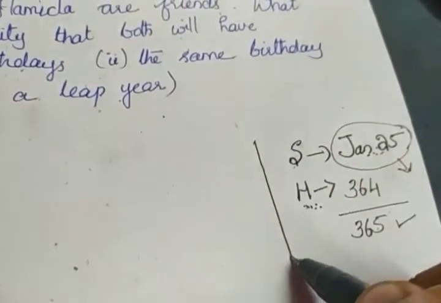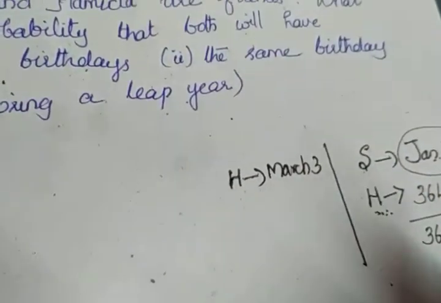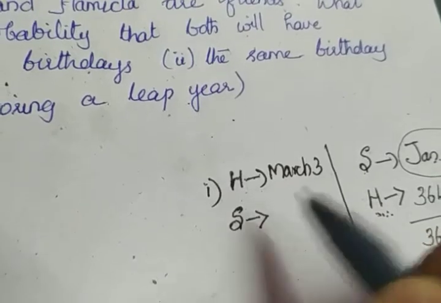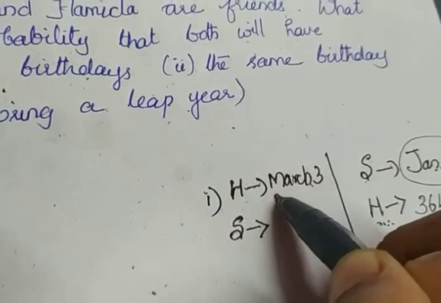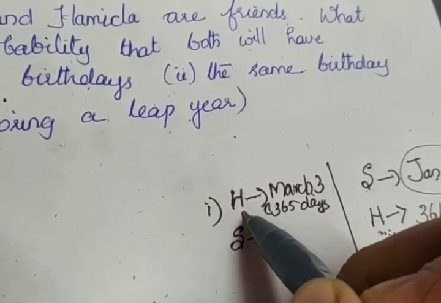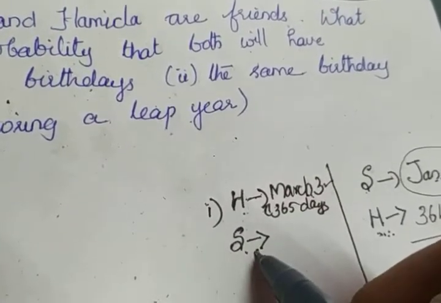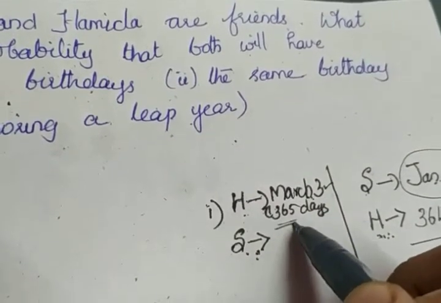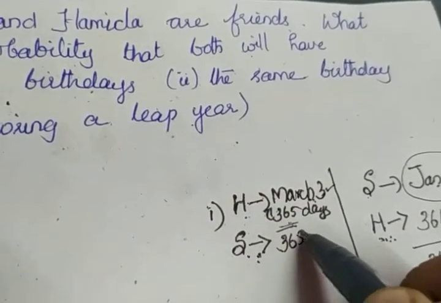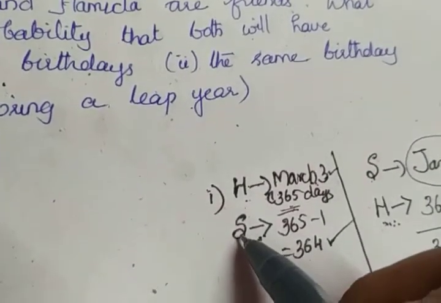Clear? I will say another example. Suppose Hamida is celebrating her birthday on March 3. The first part of our question is, we have to find the probability that Savita celebrates her birthday any other day other than March 3. There are altogether 365 days, and March 3rd is already the birthday for Hamida. So Savita has to celebrate other than March 3. That means favorable outcomes for Savita is 365 minus 1, which is 364. That is the number of days favorable for Savita's birthday.